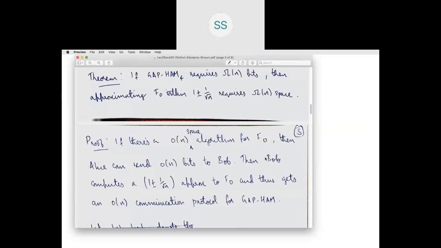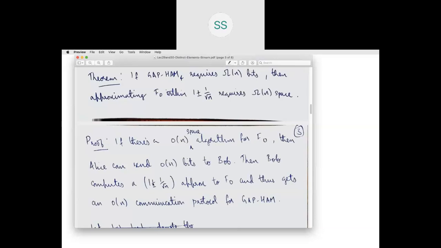And then that is the only communication that Alice does to Bob. After that, Bob continues from where Alice left off. So it doesn't matter whether Bob is computing or Alice is computing, because whatever Alice was doing, she had a limited memory, and that limited memory has now been transferred to Bob. So Bob can continue from exactly where Alice left off, just as Alice would have done.